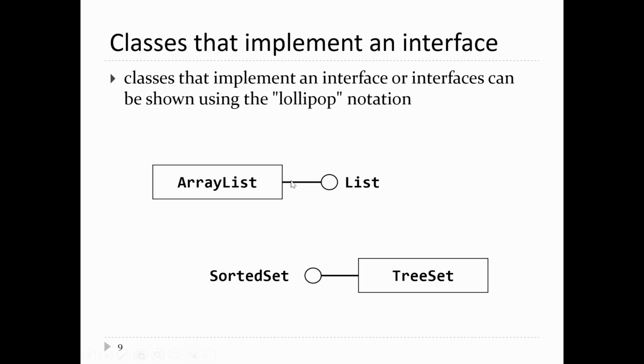It doesn't matter where this line is drawn. You can draw it off the corner, you can draw it off the top or the bottom, left or right. It doesn't matter. Right? It just depends on where you have room on your diagram. If a class implements multiple interfaces, you can show each individual interface. Right? So for, I guess, TreeSet, you could draw another little stick and a round circle and then put in Collection to indicate that it also implements the Collection interface.